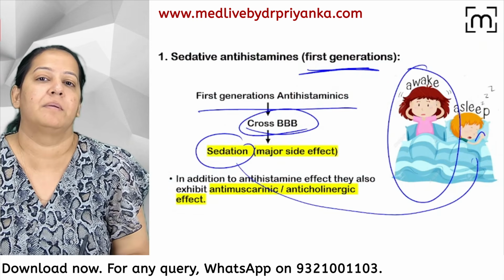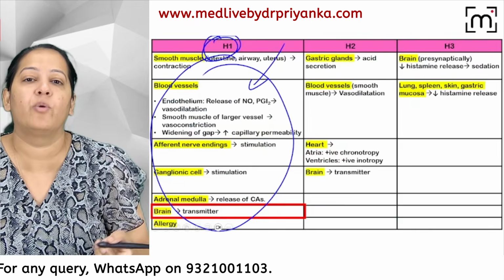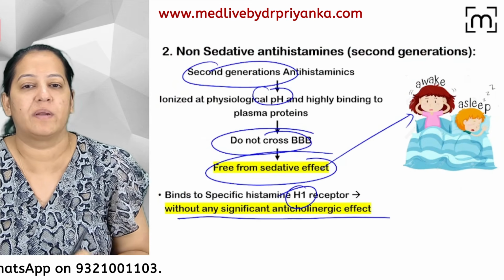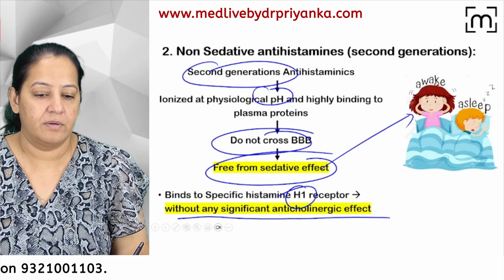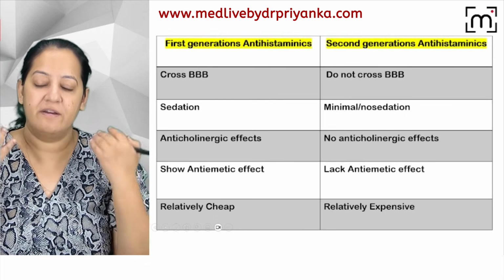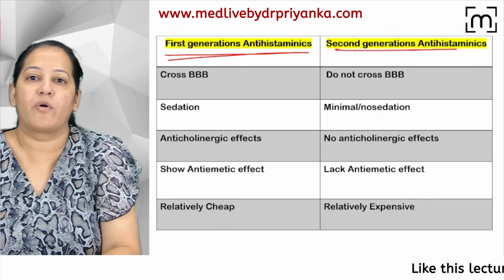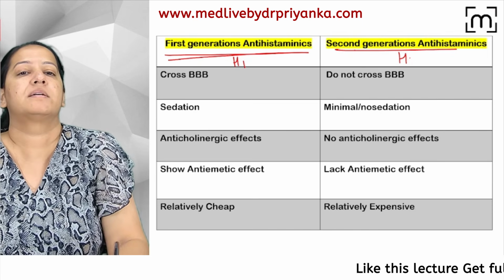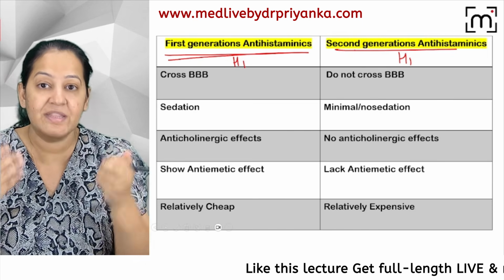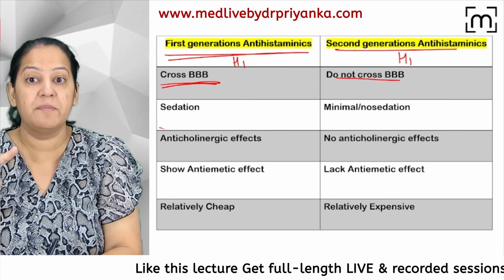That is the second difference between them. The first generation are anti-muscarinic also; they block muscarinic receptors, or are anticholinergic also. But the second generation don't have anti-muscarinic action. They block only H1. They don't block M1, M2, M3. Got it? Yes, Kanu, absolutely right. So what are the differences between first generation and second generation antihistaminics? Both of them block the H1 receptor. I'm talking about H1 antagonists. What are the major differences between them? First generation can cross the BBB. Second generation do not cross the BBB. Since first generation cross the BBB, they produce sedation.